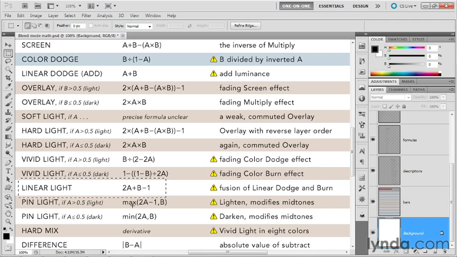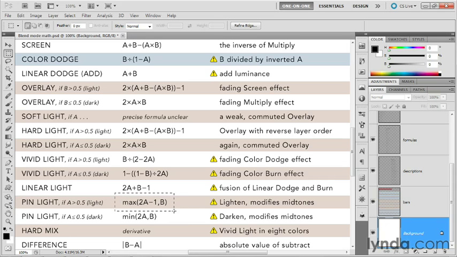Linear light is interesting in that it's the only contrast mode that does not require an if-then proposition. What we're doing is effectively merging the two equations. So you may recall linear dodge is a plus b, and then linear burn is a plus b minus 1, and then we take linear burn and we double the luminance of the pixels on the active layer, and that works whether we're working with bright pixels or dark pixels. So it's an automatic fusion of linear dodge and linear burn into one equation, and of course it results in clipping.